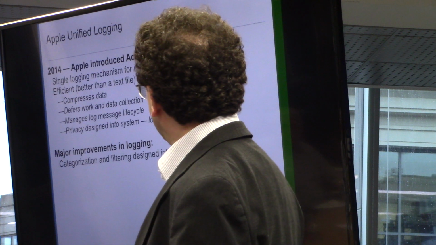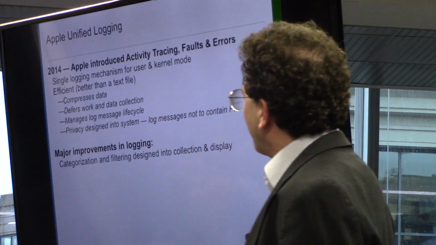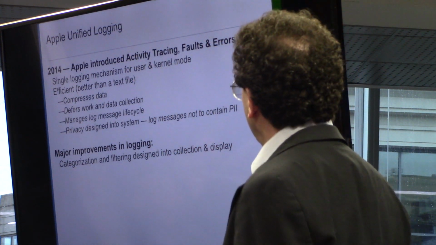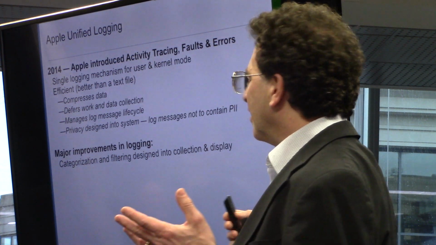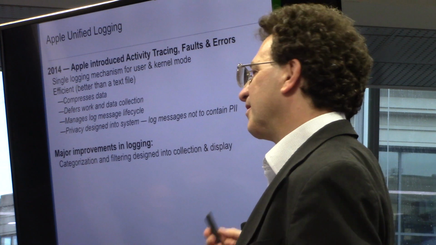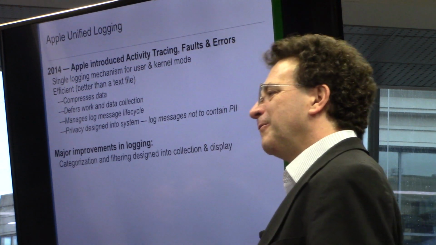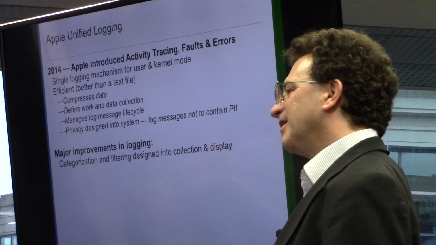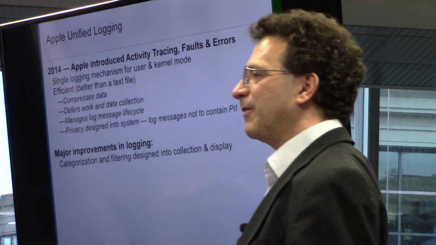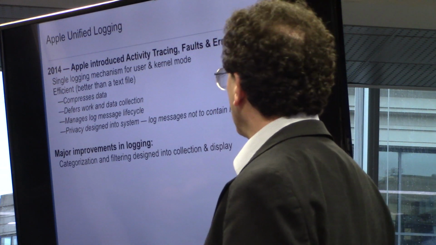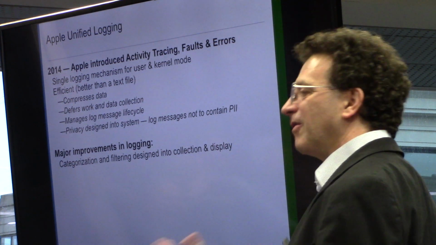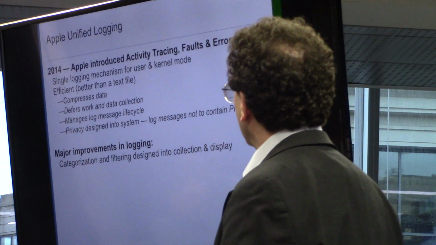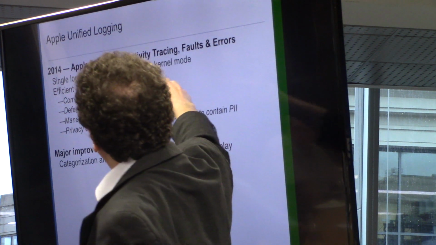They introduced this unified logging in 2014, and the idea was log files are designed to be written and not read, right? They're really hard to use for debugging. They're designed for the original user, the original programmer. So Apple said, well, let's actually build a logging system that's useful for everybody. So first of all, it was designed to be efficient.